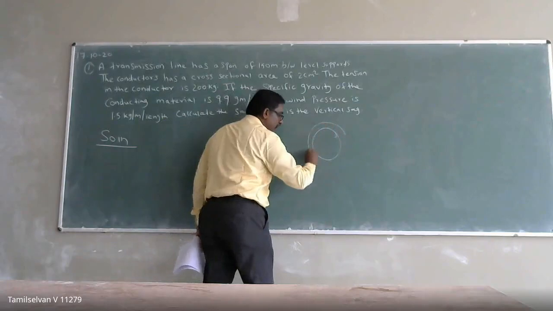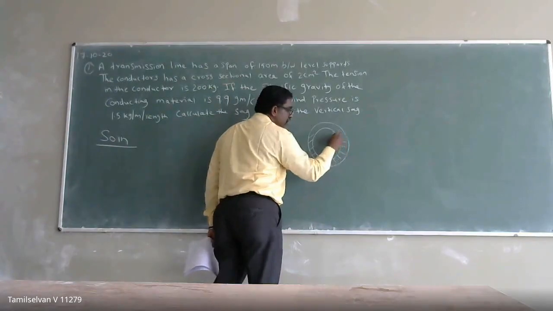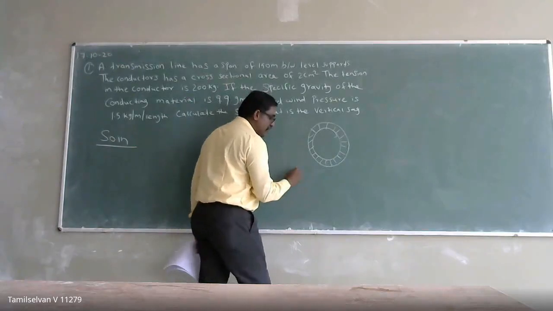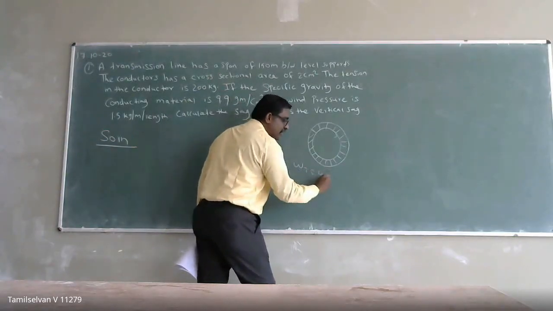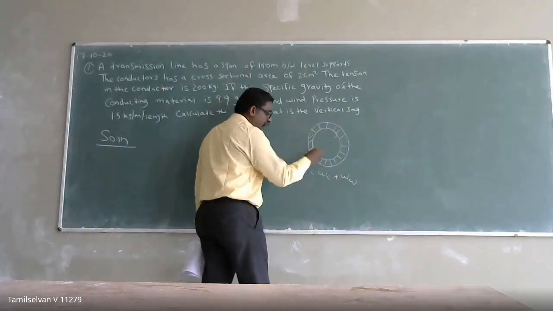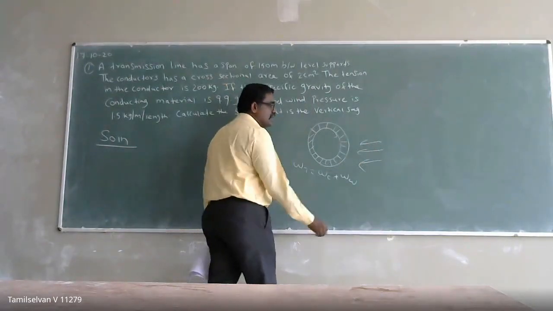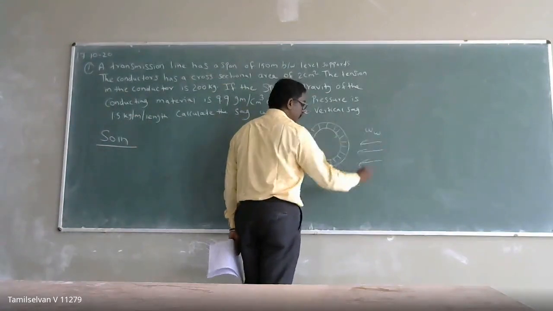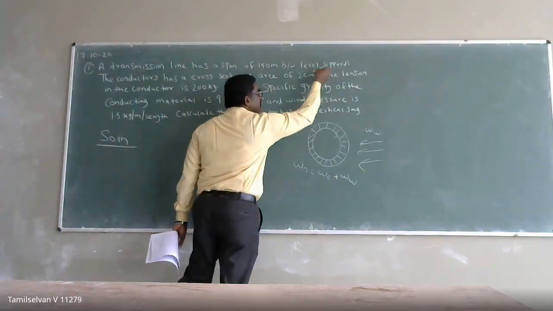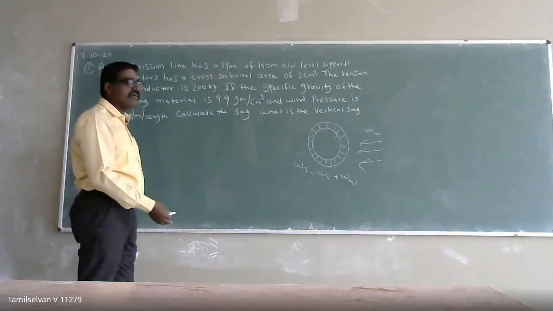The weight of the conductor is going to be not only the conductor weight, it means the total weight on the conductor is going to be the conductor weight plus the additional external wind pressure, which is called the wind pressure W_w. Okay, so I have to calculate here what is the level.